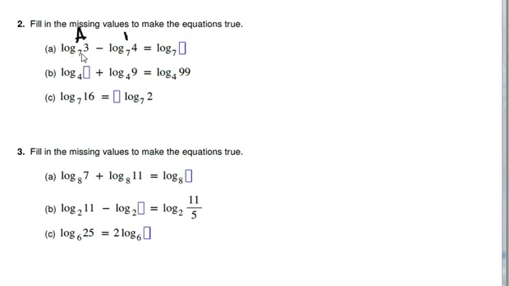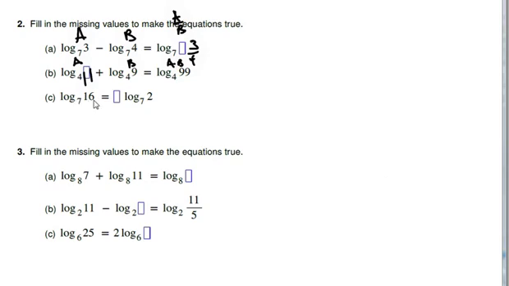Here we have another log a minus log b situation, so that's going to be log of a divided by b. So that would just be 3 over 4. Here we have log a plus log b equals log of a times b. So 9 times something equals 99. Wonder what it is. 11.